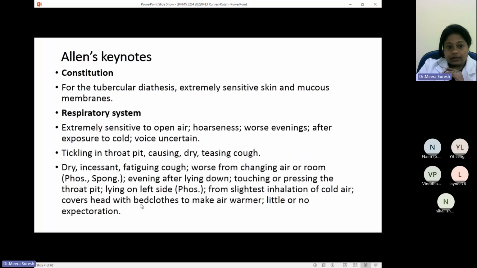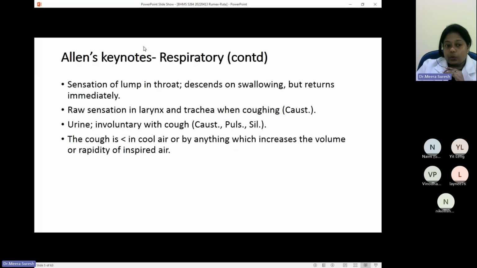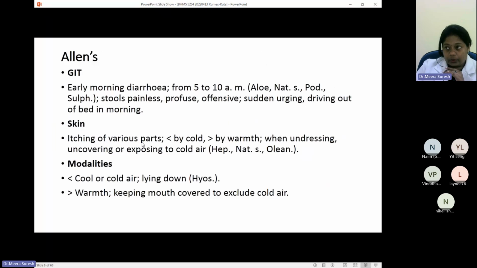So, mostly the respiratory complaints where there is hoarseness, a tickling sensation producing the cough on the left side, and everything cold aggravating the condition, with a sensation of lump in the throat and also urine passing involuntarily with coughing. That makes the Rumex complaint. And even if only the respiratory complaint is asked, the early morning diarrhea should be mentioned because it is the concomitant over there. Even if you miss the skin symptom, it doesn't matter much, but the early morning diarrhea should be there.